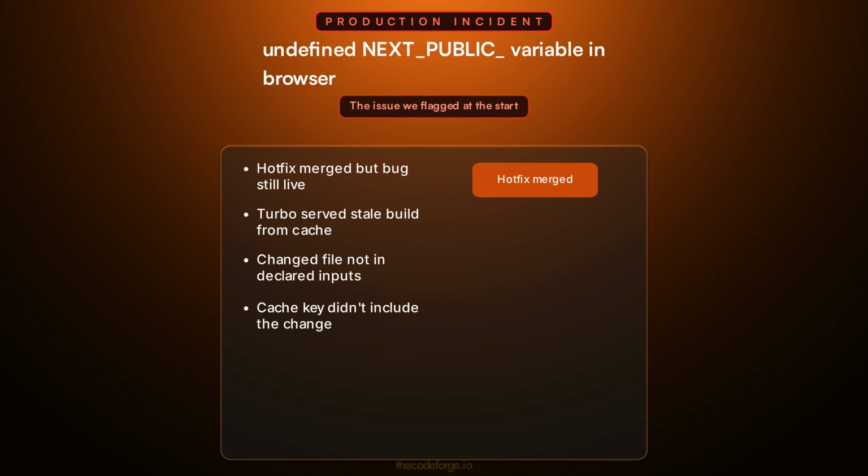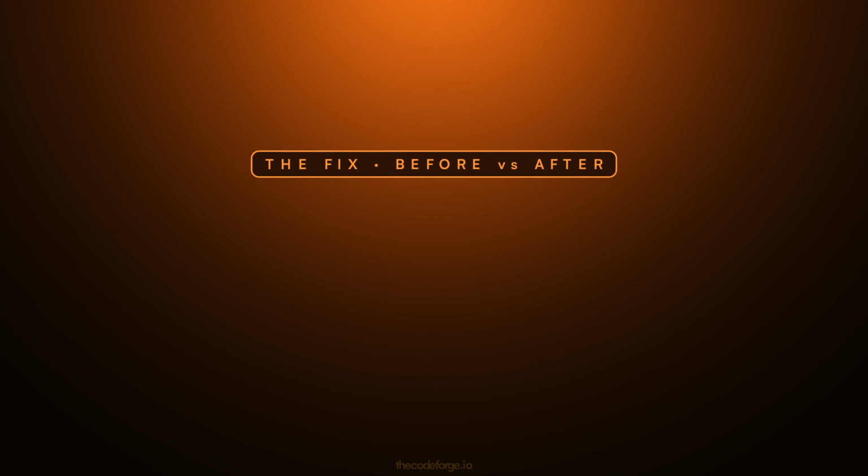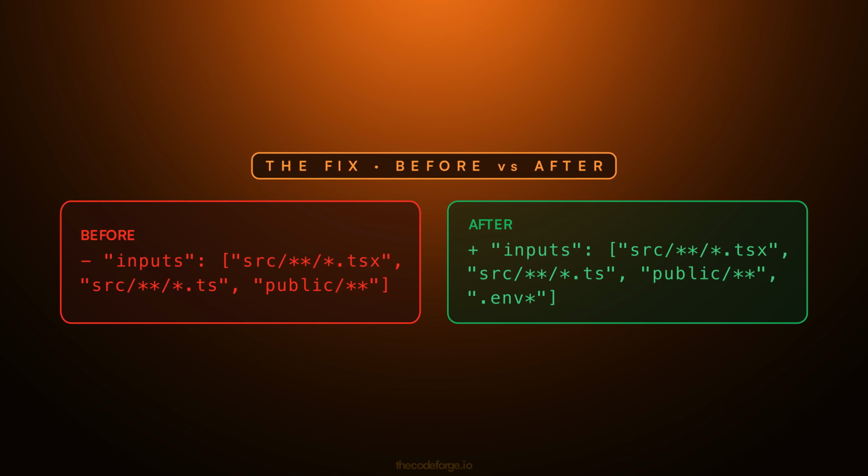This is the same issue we highlighted at the start. Here's exactly why that happened. A hotfix was merged and deployed, but the bug was still live. The deploy had served a stale build from Turborepo's remote cache. The changed file wasn't part of the task's declared inputs, so Turbo saw a cache hit and skipped the rebuild. The root cause was incomplete inputs and outputs in turbo.json. The turbo.json pipeline for the build task had incomplete inputs, so a changed file outside the declared globs caused a cache hit and a stale build was deployed.